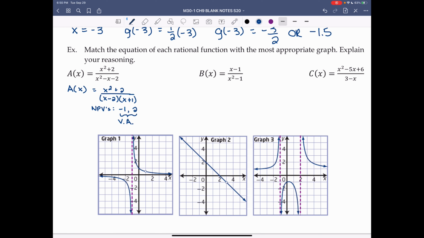Okay, so we have two vertical asymptotes, one at negative 1, one at positive 2, which is the situation that we see in graph 3. We have a vertical asymptote at x equals negative 1 and also at x equals 2. So graph number 3 is a of x.